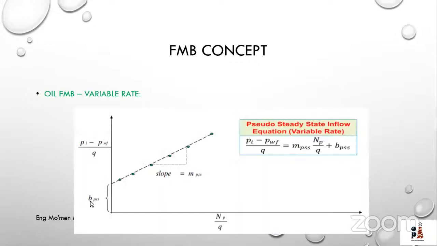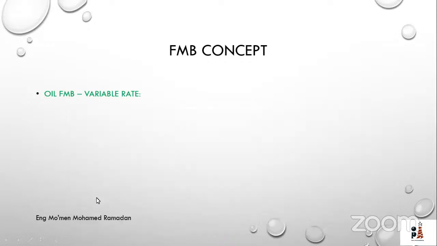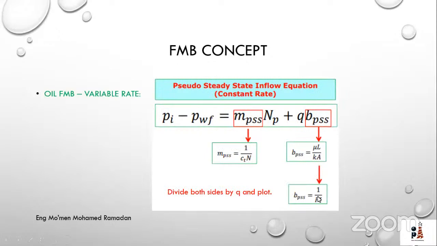Also from the plot we get b_PSS, and b_PSS equals the inverse of the productivity index. So now you can calculate your productivity index, and the productivity index concept is very important in your producer, either an oil or a gas producer, because it is used in many other applications as your well is alive.